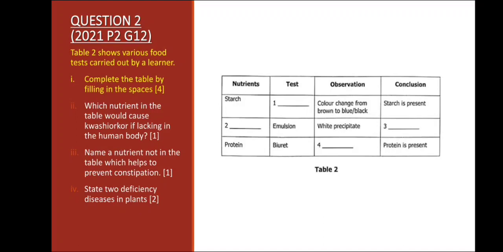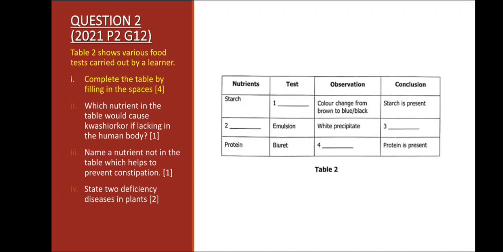Okay, nutrient: protein, then the test, the biuret test. What is the observation? We don't know, but we can tell the observation by looking at the conclusion. They're saying that proteins are present, isn't it? Well, when proteins are present, then the observation would be blue-black. Is that true? No, I wanted to test you. When proteins are present, what are we going to see?